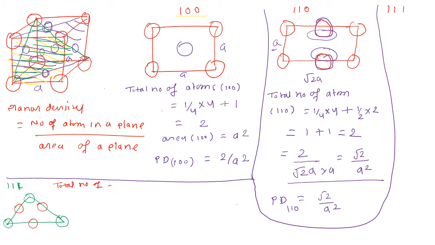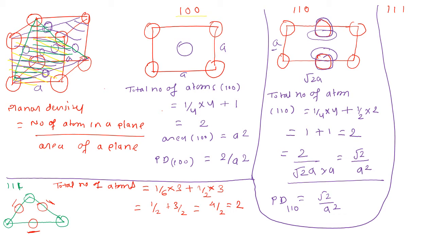Let me first calculate the total number of atoms here. It is 1 by 6th contribution of each corner atom, and we have 3, plus 1 by 2 contribution of each face centered atom, and it is 3 in number. So this is 1 by 2, this is 3 by 2, so this is 4 by 2. So there will be 2 atoms.